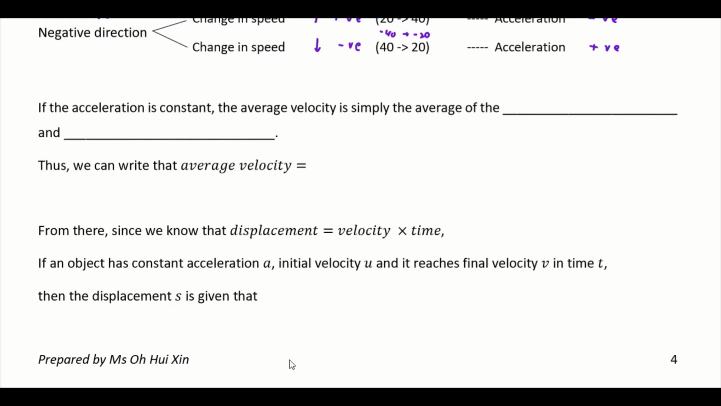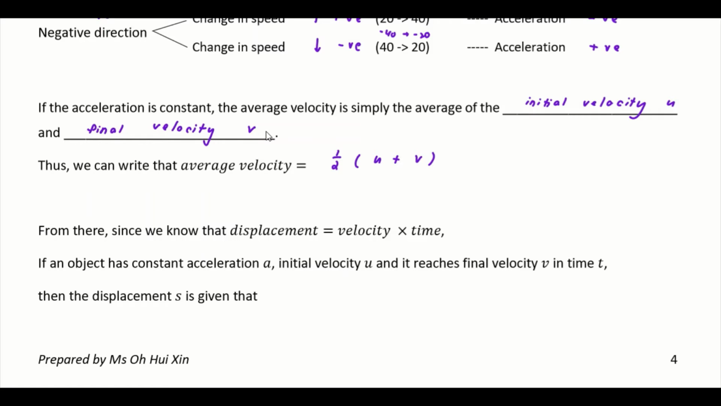If the acceleration is constant, the average velocity is simply going to be the average of the initial velocity and the final velocity. I hope that it makes sense to you. If the rate of change of the velocity is constant, the average will be just the initial plus the final, divided by 2. So we can always write the average velocity as 1 over 2 multiplied by u plus v, where u is the initial velocity and v is the final velocity.